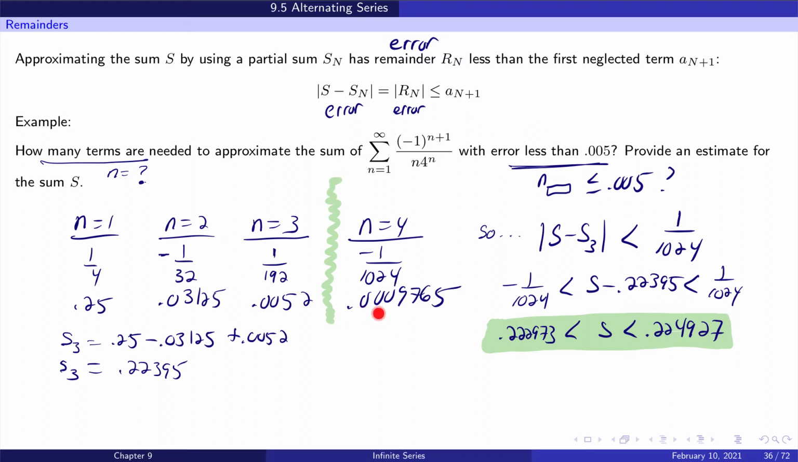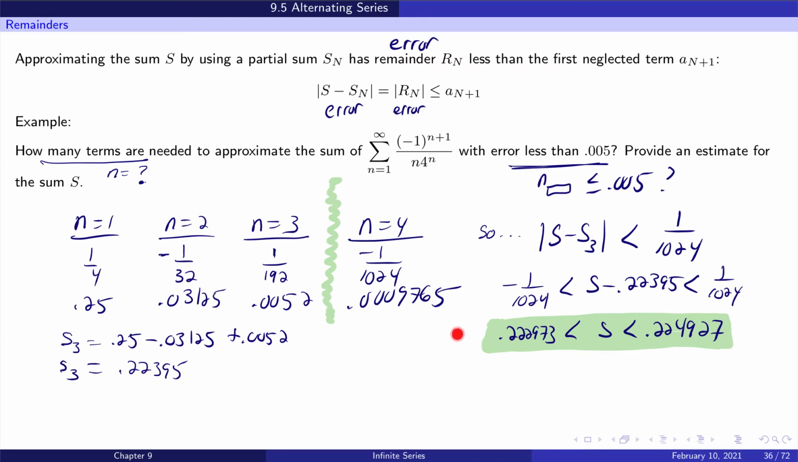The error is actually 0.009765. So, well, less than or equal to that value there. So I'm going to find S3, the sum of the first 3 terms, the partial sum, and now I can provide an estimate for the sum by saying if the error is going to be less than the next term, the error from the first 3 terms is going to be less than the 4th term, I can take this absolute value and expand it, S minus S3.